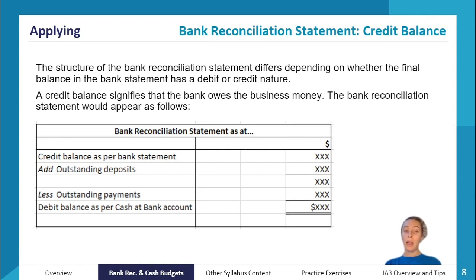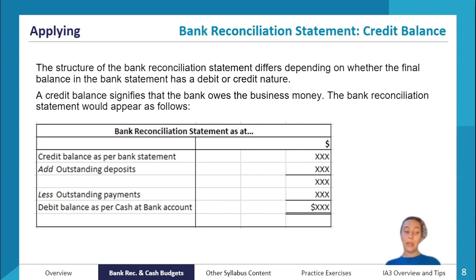So if it is a credit balance, then that shows that the bank owes the business money. So it would appear where you've got credit balance as per bank statement as your first line, with that total on the right-hand side there. You would be adding your outstanding deposits, you would be subtracting your outstanding payments, and then you would have your debit balance as per the cash at bank account at the end there.